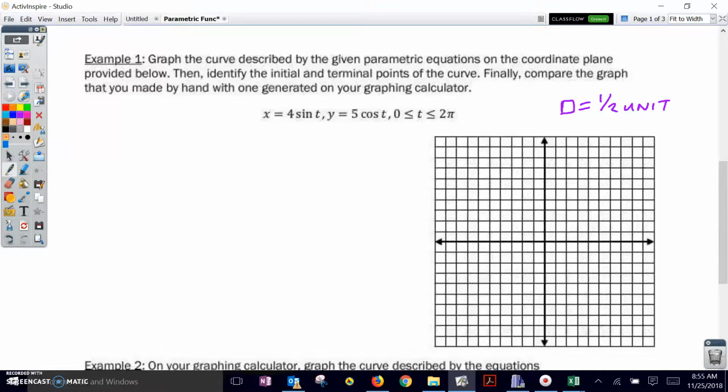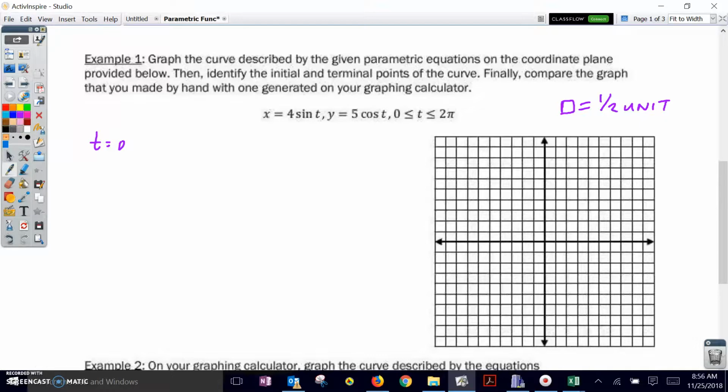And so I'm told here that I have the parametric equations x equals 4 sine of t, y equals 5 cosine of t, with the parameter values for t ranging from 0 to 2 pi. And in order to graph this by hand, I'm just going to use my knowledge of the values of the various trigonometric functions, the sine and the cosine, at various different values, and I'm going to just plot points and see what happens. So I start when time is 0.